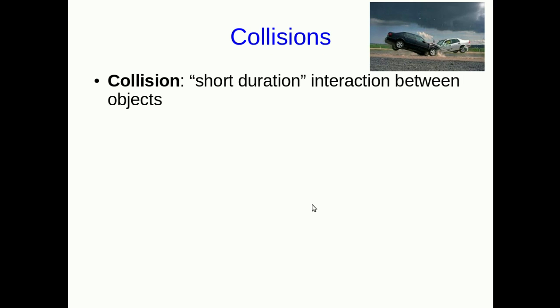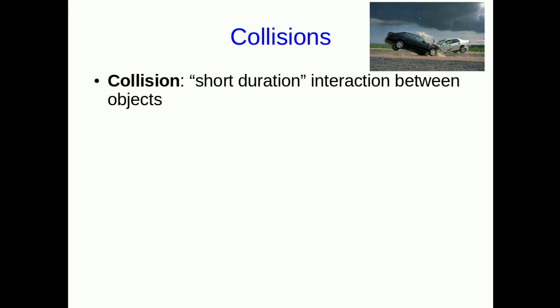What we're going to be talking about in this unit is momentum. Momentum is useful in all kinds of situations, but where it's really useful is when you're trying to analyze collisions. So before we go on, let's talk about what a physicist means by collision. And as with so many other things, the physicist's definition of collision isn't quite the same as the everyday definition. A physicist means a short duration interaction between objects.